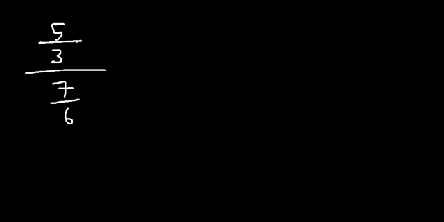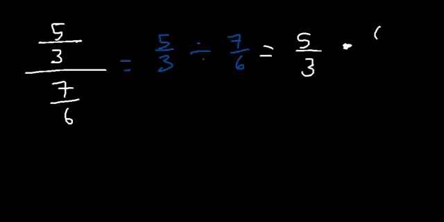So what if you see something like this? How would you simplify this problem? If you have a fraction or two fractions within a bigger fraction. Well, what this really means is you have 5/3 and it's divided by 7 over 6. So you can rewrite it this way. And then you know how to solve this problem. Just use keep, change, flip.